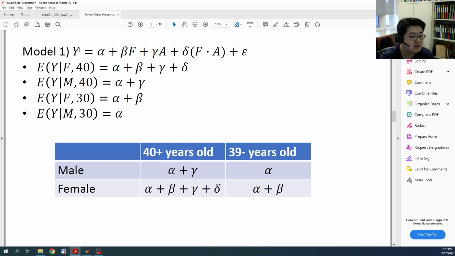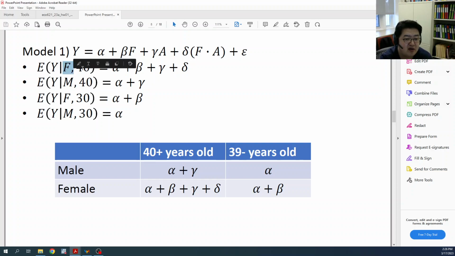This is the correct working model. You have to use the most general working model. There are 4 parameters: alpha, beta, gamma, delta. What's interesting here, the key point, is the interaction term. You have to interact between 2 dimensions, like the age dimension and the gender dimension. By doing it this way, you can represent the group averages using 4 parameters, right?